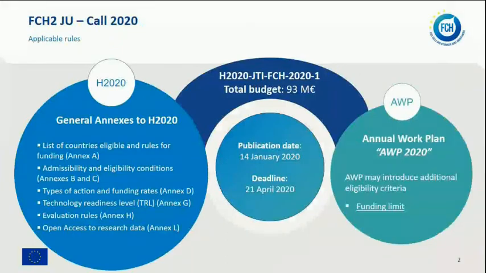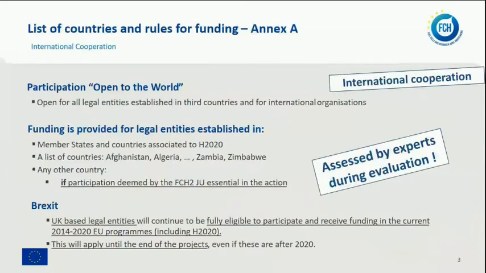Okay, so the Call 2020 of the SEH is governed by 2 sets of rules. The one on the left-hand side are the Horizon 2020 rules that include subjects like countries eligible for funding or technology readiness level, and I will go through the different annexes. And the second set of rules on the right-hand side are the ones from the annual work plan of the SEH, the one applicable for this Call 2020. So I'll start now with the general annexes.